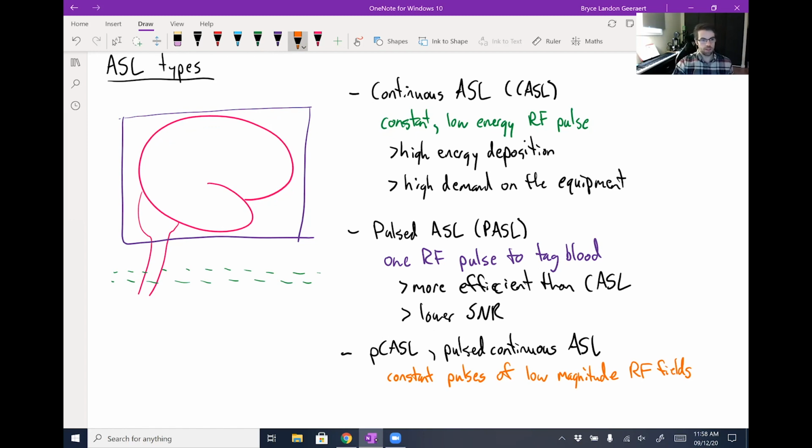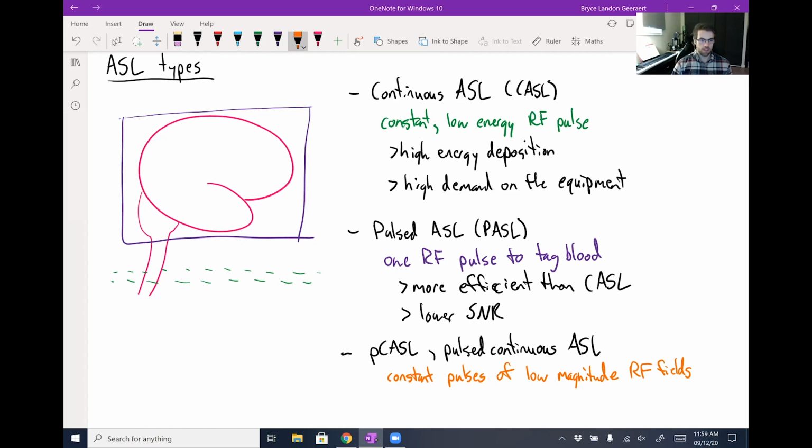It's more efficient in labeling blood than continuous ASL, but also has higher SNR because you're constantly tagging new blood as it flows into the brain, which increases the percentage of signal decrease in your image volume, which means there's bigger contrast when you do that subtraction method to actually image blood flow.